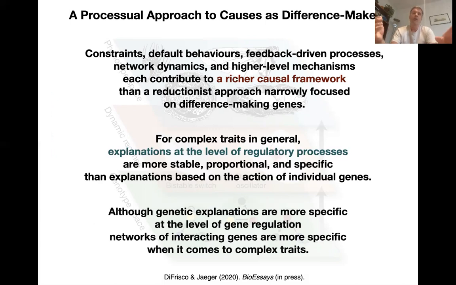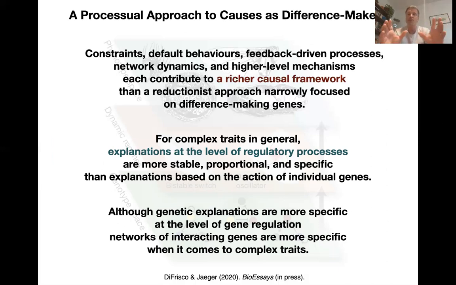So to put it another way, that's the same point. Although genetic explanations are more specific, that's true at the level of gene regulation. Remember, I said I did agree with Ken Waters' analysis of classical genetics, okay? The genes are the relevant factors there, but no longer at this level of complex traits, where networks of interacting genes, regulatory processes in general, are more specific.